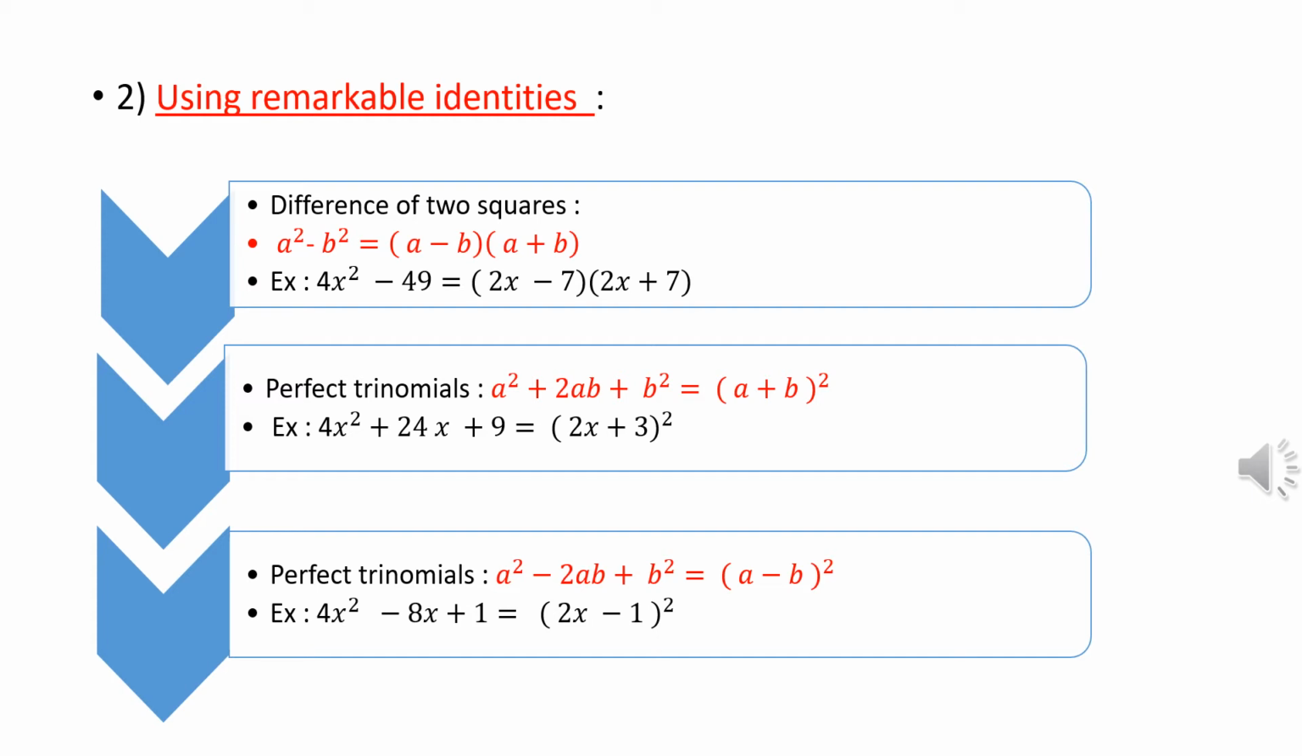Perfect trinomial also in the form a squared minus 2ab plus b squared is factorized in the form a minus b squared. Example, 4x squared minus 4x plus 1. So we take the square root of the first term, it's 2x, the square root of the last term, it's 1, and the sign of the middle term, it's negative, and we get 2x minus 1 squared.